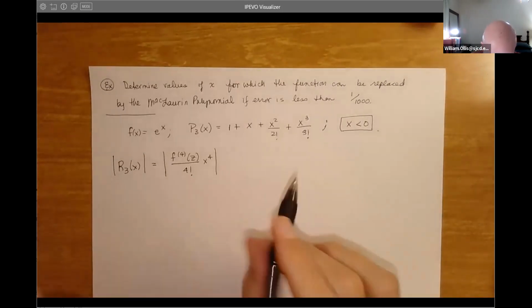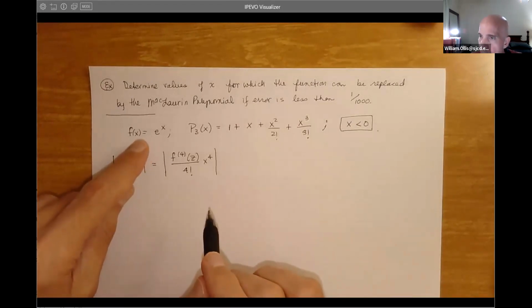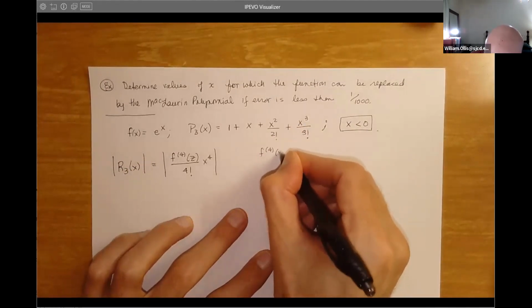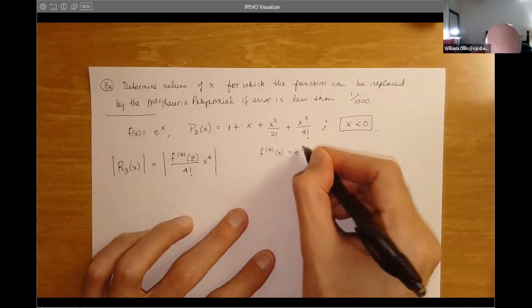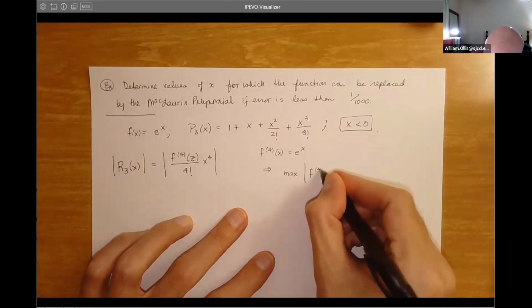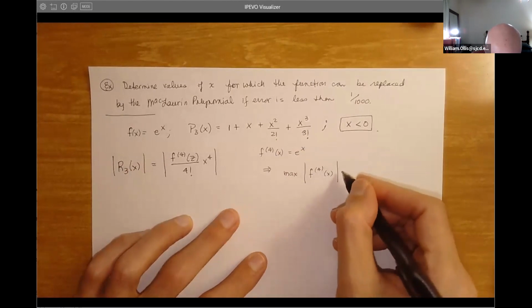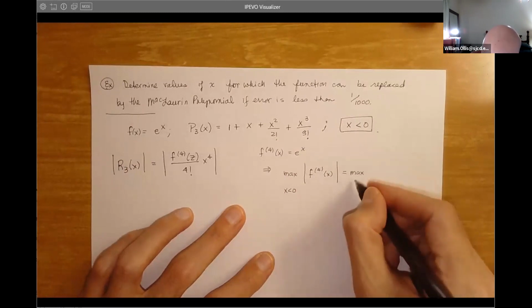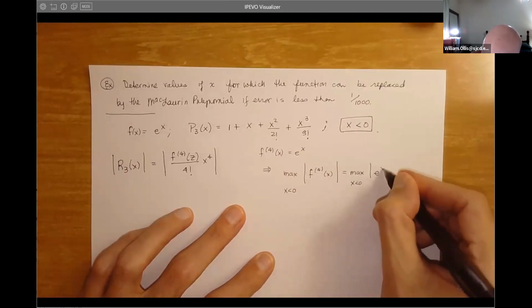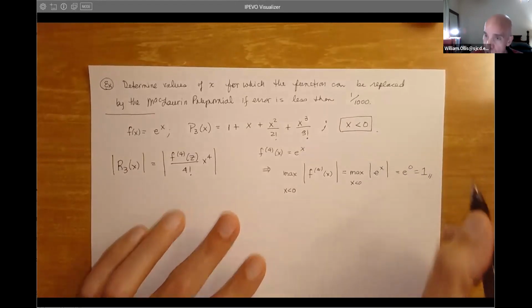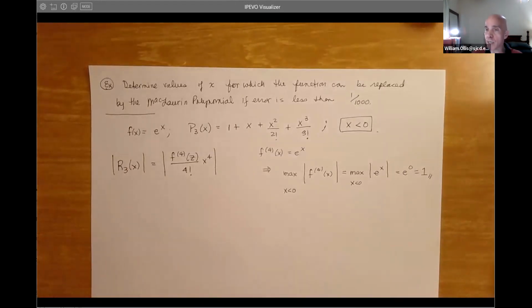Now, here's the deal. When we take derivatives of e to the x, we just get e to the x. So we observe that the fourth derivative of e to the x is e to the x. And so this implies that the maximum for the absolute value of this derivative, in this particular case, when x is less than 0, will just be the maximum for x less than 0 of e to the x. But this is an increasing function, so this is just going to be e to the 0, which is 1. Because again, the function's increasing, and if x is less than 0, 1, which is the y-intercept, is the maximum.